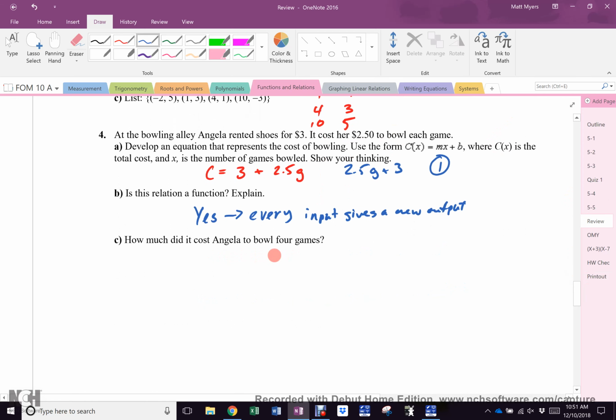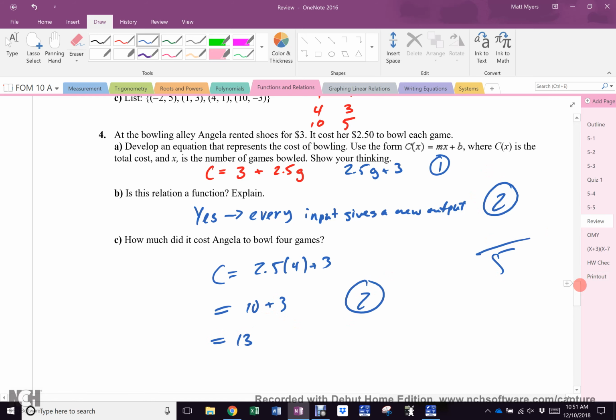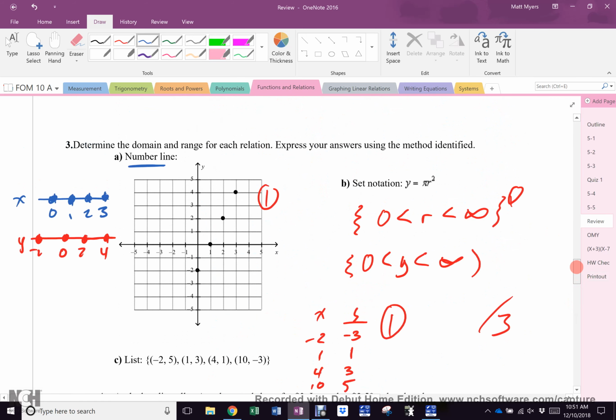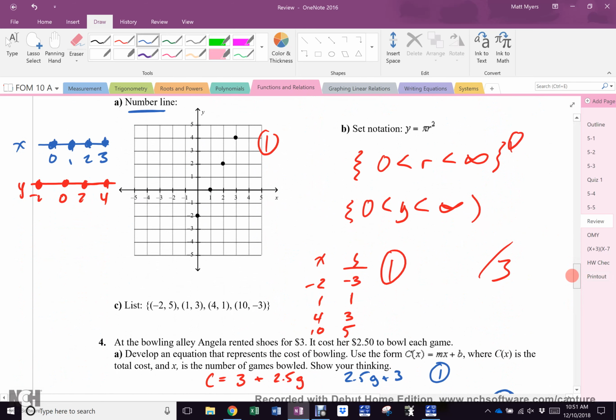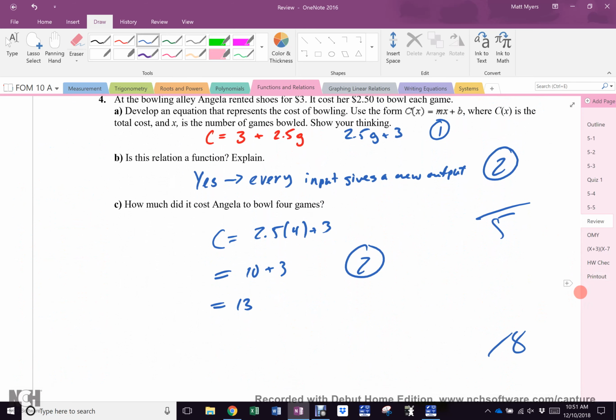How much did it cost Angela to bowl 4 games? Cost equals 2.5 times 4 plus 3. 2.5 times 4 is 10, plus 3. 10 plus 3 is 13. Oh, I haven't been keeping track on every page, have I? What an idiot. That page is out of 8.